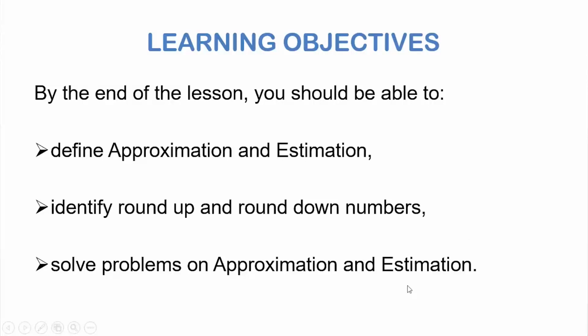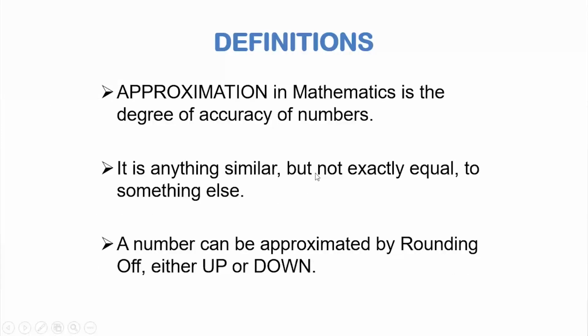So we will quickly check out some of the things that we have here. Let's look at some definitions. Approximation in mathematics is the degree of accuracy of numbers. It is anything similar but not exactly equal to something else. So it's something similar to something but not exactly the same as something else. A number can be approximated by rounding off.